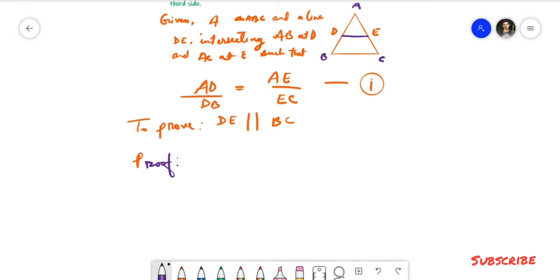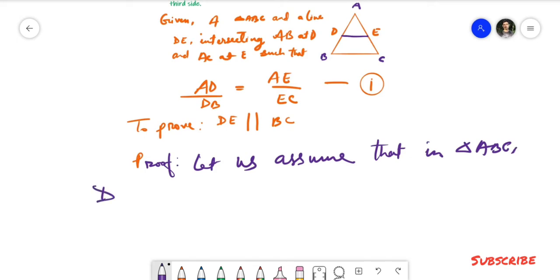So we can do one thing. We can assume, let's suppose this is not parallel, because we cannot prove something like this simply. So let us suppose that this is not parallel. So let us assume that in triangle ABC, DE is not parallel to BC, because this is the BC, okay. So this is not parallel, we suppose that one.